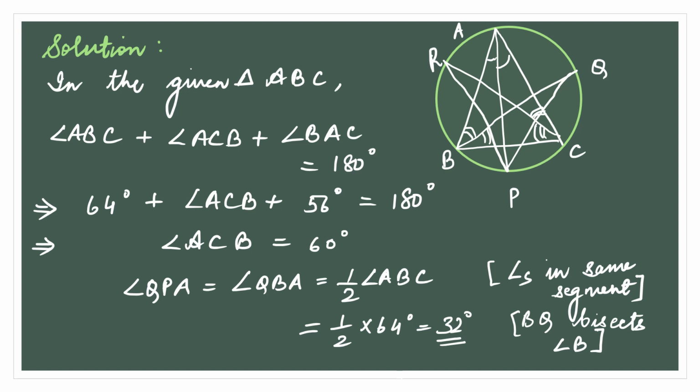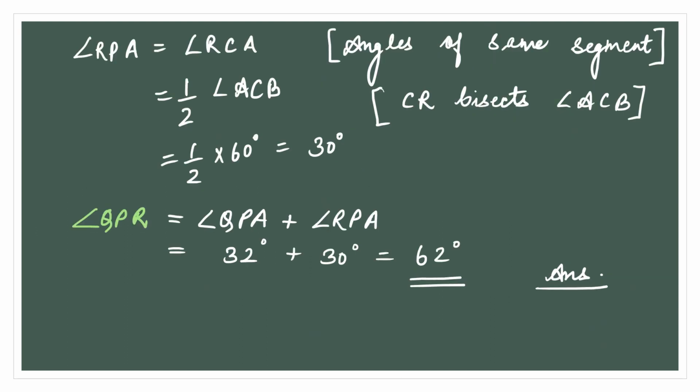Now see the answer. How is the solution, children? This value adding up will give you 180 degrees. 64 degrees plus angle ACB plus 56 degrees is equal to 180 degrees. Angle ACB is equal to 60 degrees. QPA, I have just explained all this. You can just read through it and you will get the answer as 62 degrees.